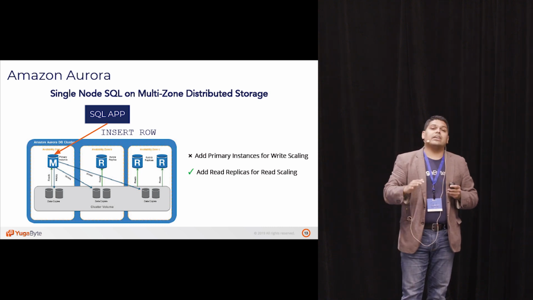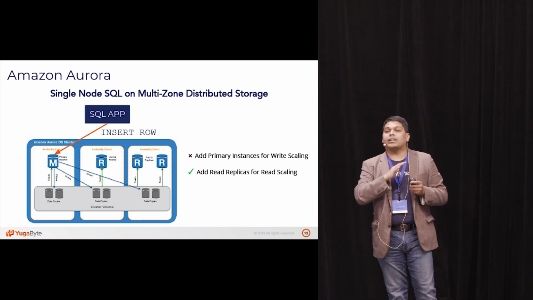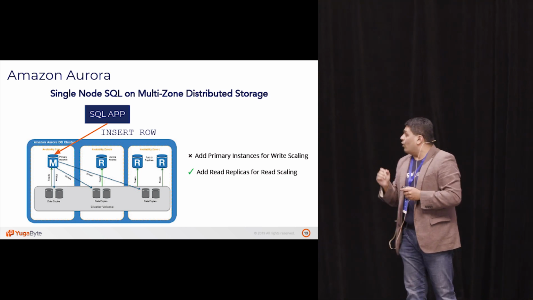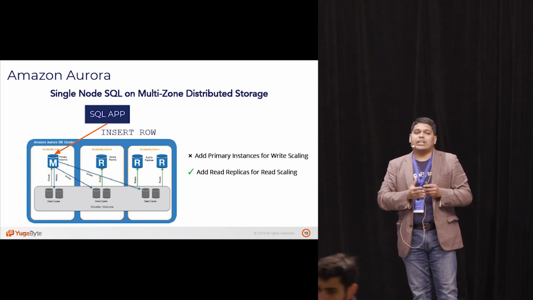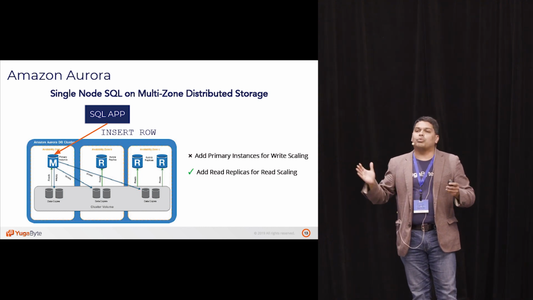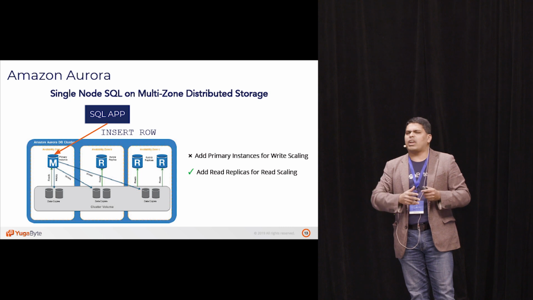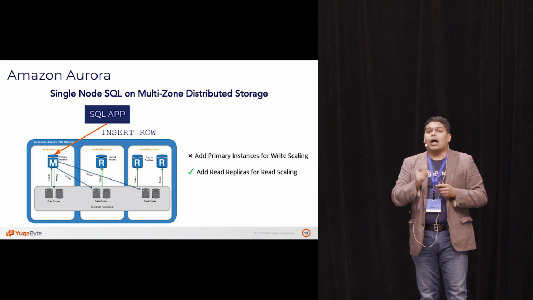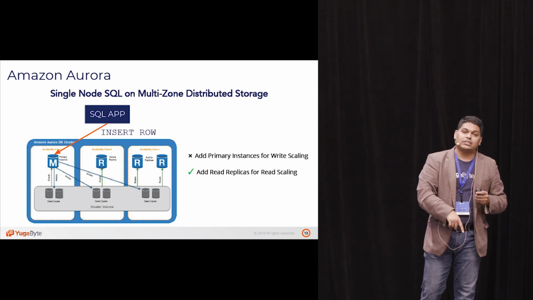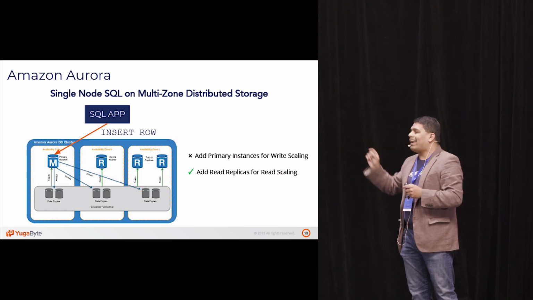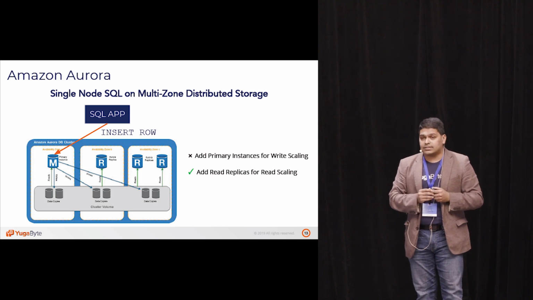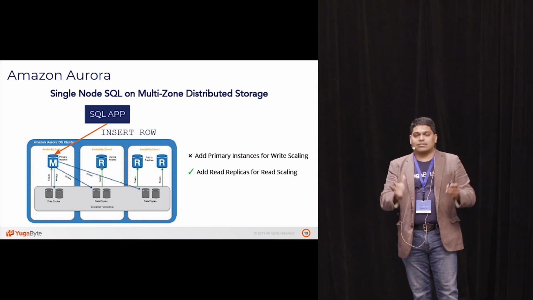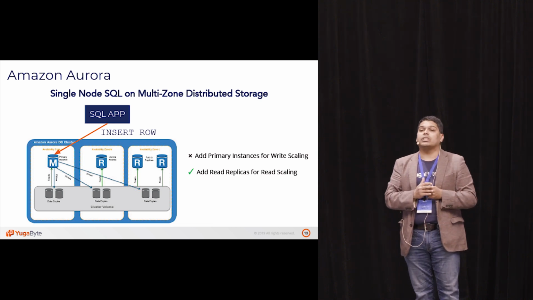Underneath, the storage layer is highly available, replicated across multiple zones inside a single region. Now, the benefit of this is that we can add as many read replicas as we want in order to scale our reads. If we have a heavily read-intensive application, then this is not a bad idea. However, if you have a write-intensive application, you're in trouble, because you cannot add more primary instances. Okay? That's one of the core limitations of the Aurora architecture.